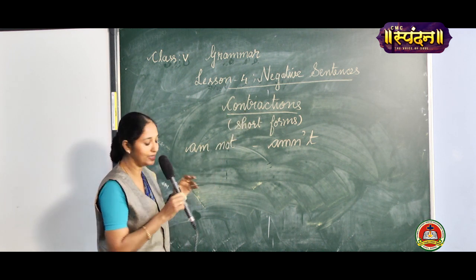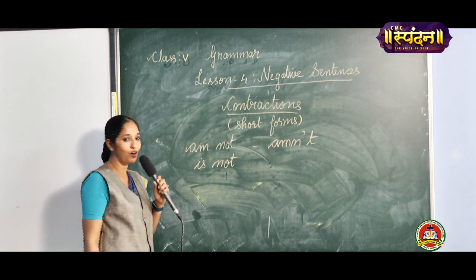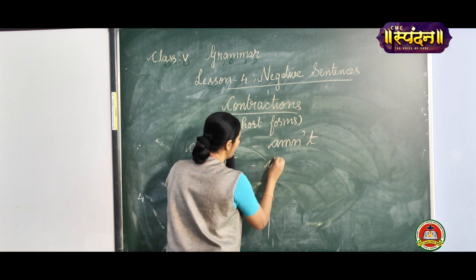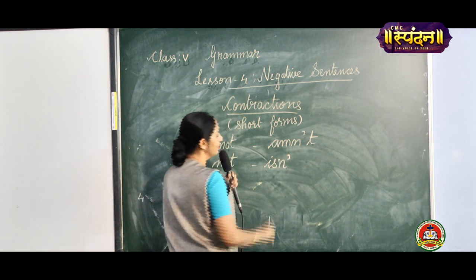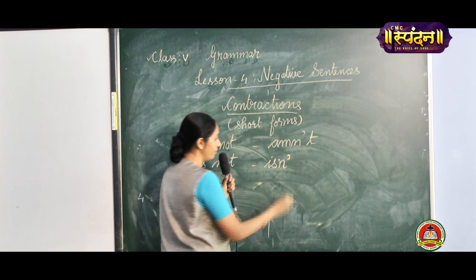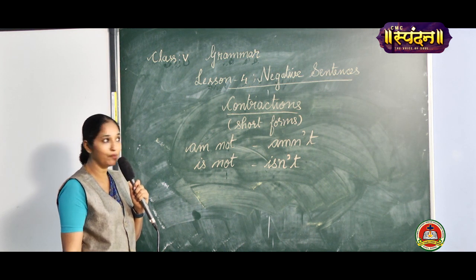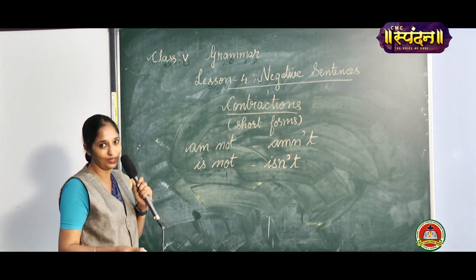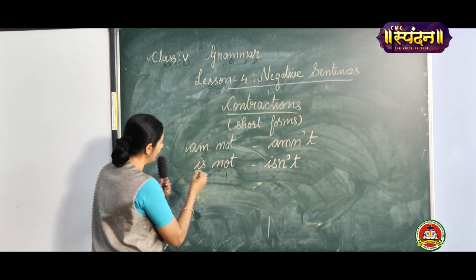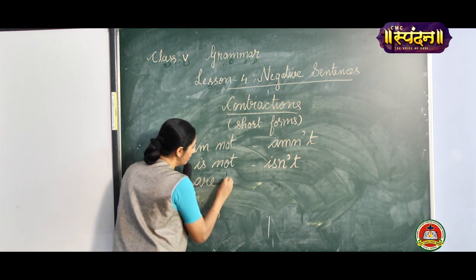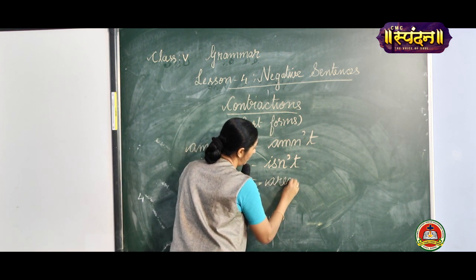Let me write a few more examples. Is not. So how will we form the contraction of is not? In place of O, we put a raised comma, that is called an apostrophe. Then comes T, isn't. She is not coming. We can write she isn't coming. So your language becomes more beautiful when you start using contractions. Another example, are not. Aren't.